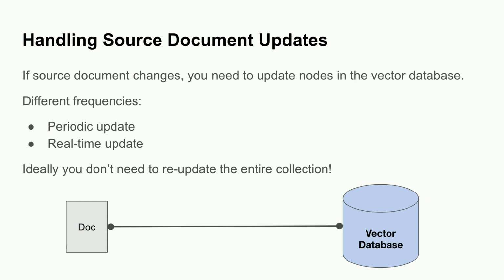The last thing I'll probably talk about is if the source document changes, you need a way to update the nodes in the vector database. For instance, let's say this document is a web page and there's an edit attached to it. Or this is a patient history and all of a sudden it gets updated with new information. You can choose to do some sort of batch update. You can choose to do some sort of rolling, trigger-based or real-time update. But ideally, every time you do this, hopefully you don't need to re-update the entire collection. So if you go from a source document to your vector database, you probably need to have some mechanism to sync just the relevant changes.